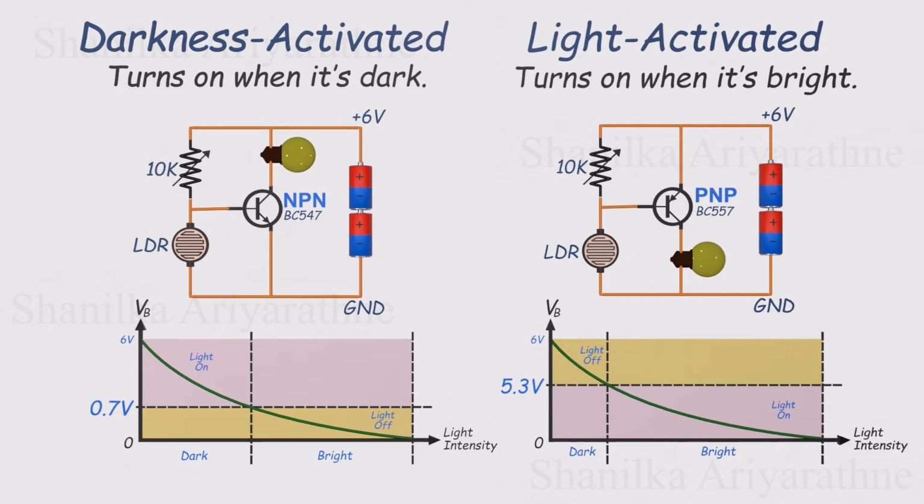You can even add a relay to either setup to control higher power devices, like a lamp or motor. And for extra control, replace the fixed resistor with a potentiometer. That way, you can fine-tune exactly how much light it takes to trigger the switch.